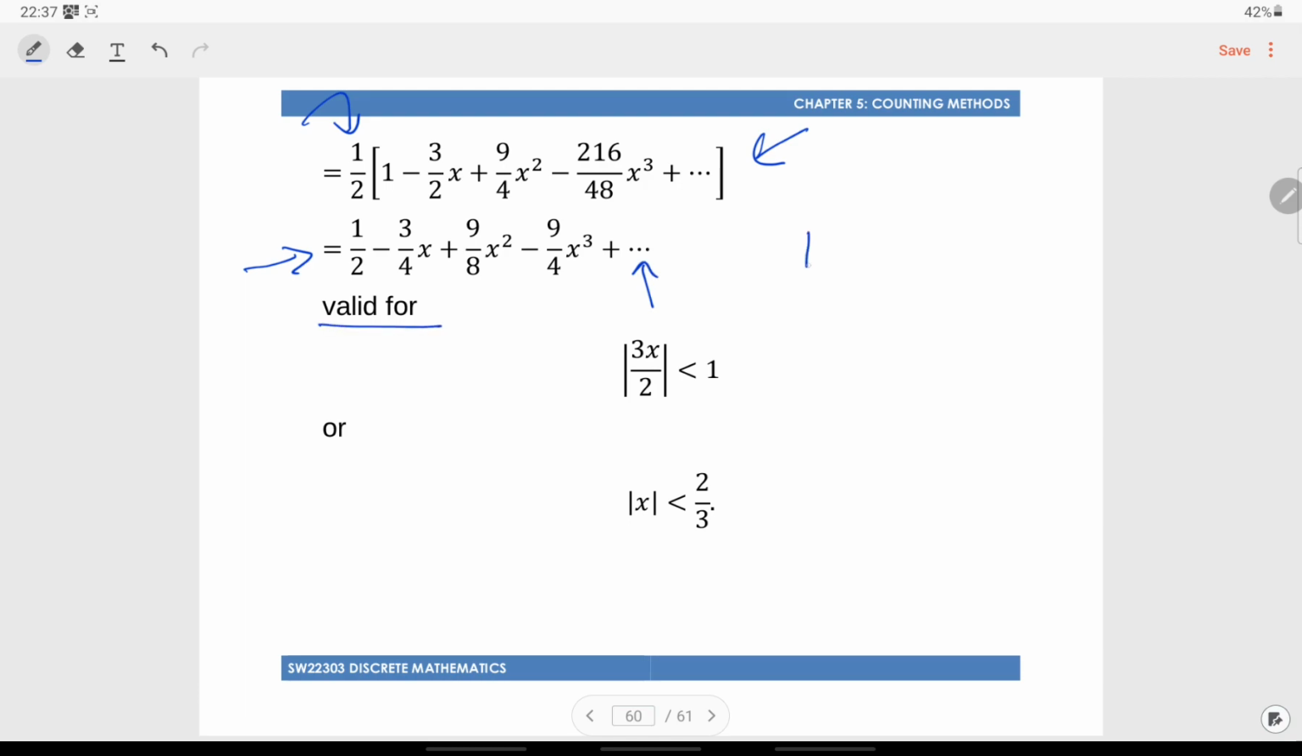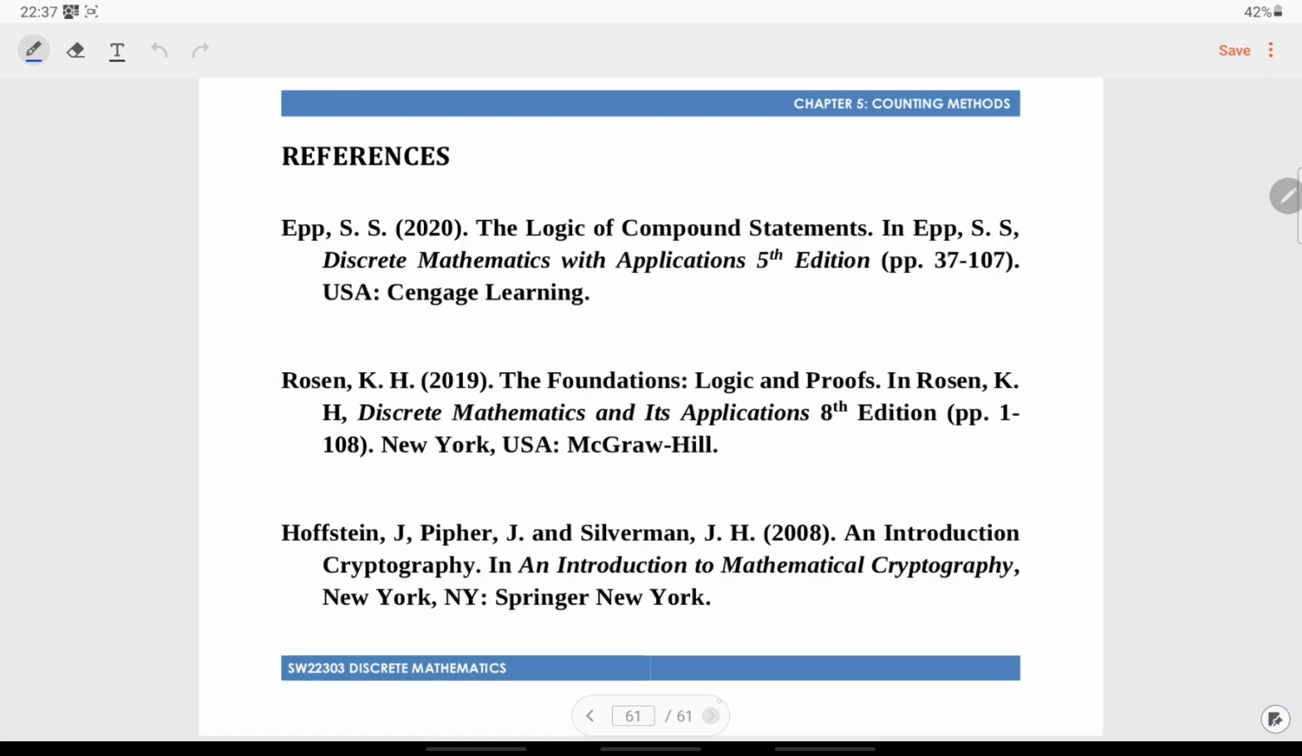and also don't forget the validity statement. It's valid for modulus x less than 1, because our x is equal to 3x over 2. So write it as modulus of 3x over 2 less than 1, and then we take the 2 to the other side, and then we rearrange until we obtain again the modulus. The remaining value in the modulus is equal to x. So after we simplify this one, we obtain the modulus x less than 2 over 3. Okay, that is the final answer.